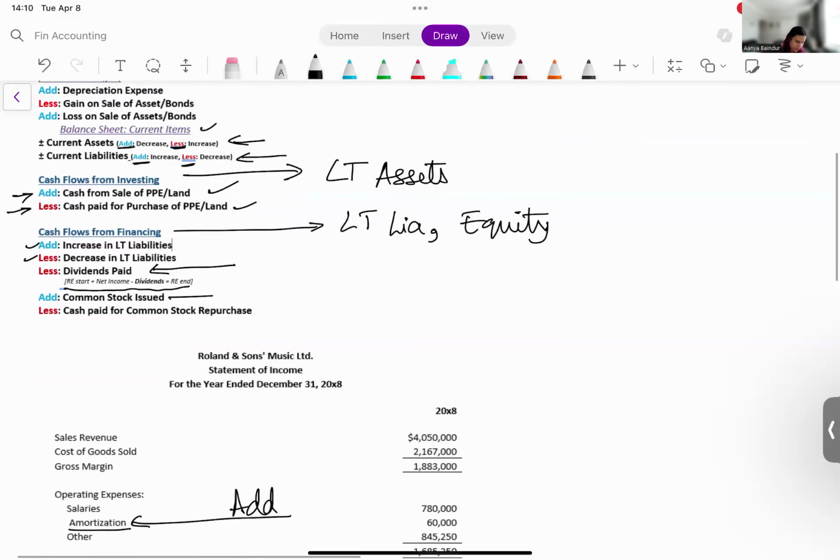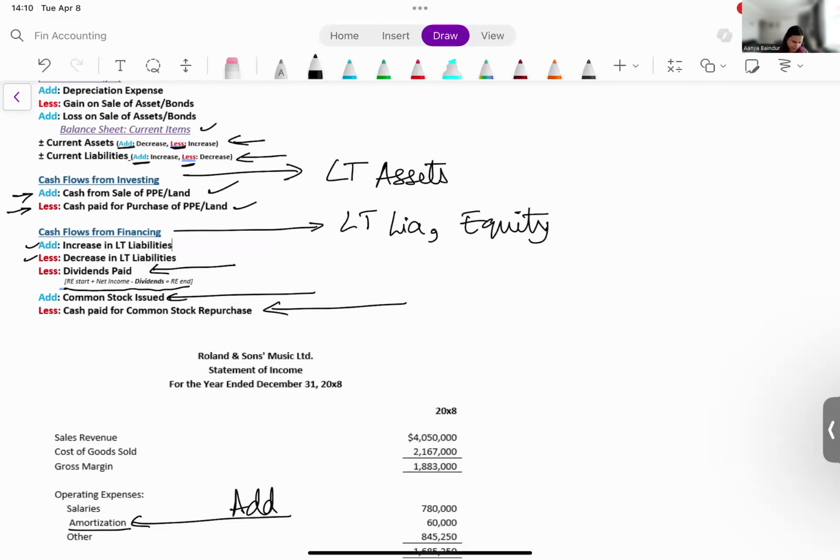And then when we issue common stock, we get money, right? So when common stock increases, we gain that much money. But at the same time, when we repurchase common stock, we find how much cash was involved in that transaction, and we subtract that out.